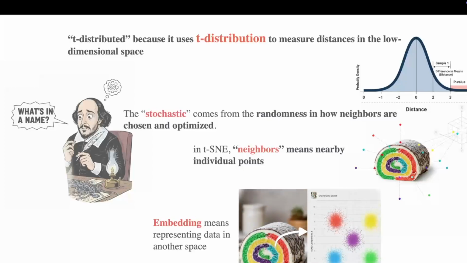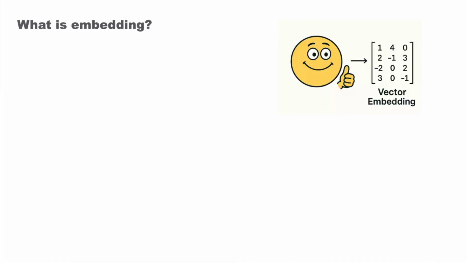If the Swiss roll shown here is your subject of study, t-SNE can assist you in embedding the object, often by its different colors, into a lower dimensional space. Let's look deeper into what embedding in the context of t-SNE means.